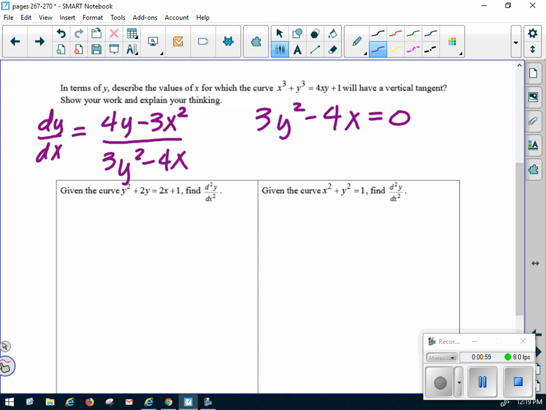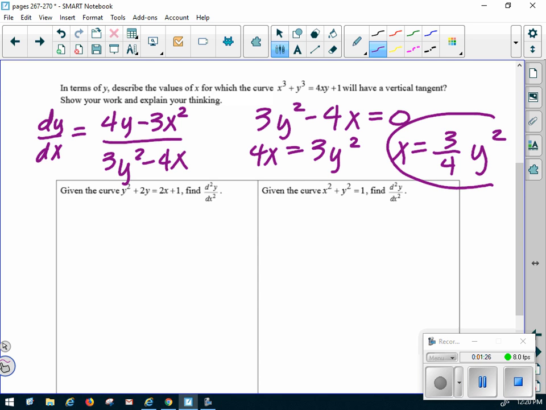Now it says in terms of y, so what this means is we want that to say x equals. If we add 4x to both sides, correct? So any time that x is equal to 3/4 of y squared, that thing's going to have a vertical tangent line.